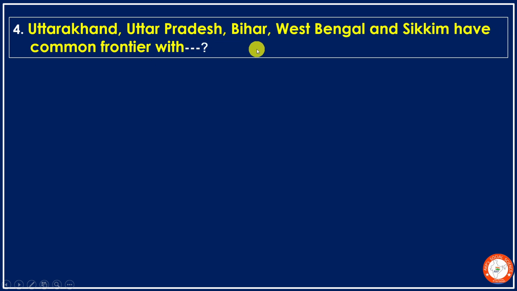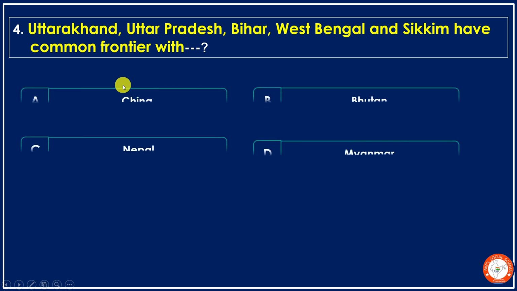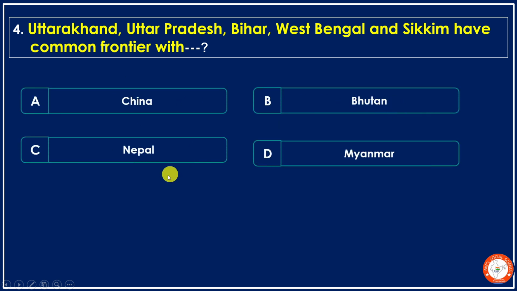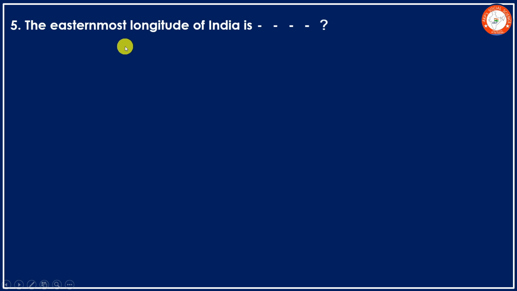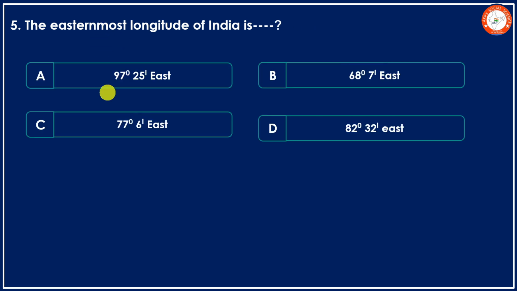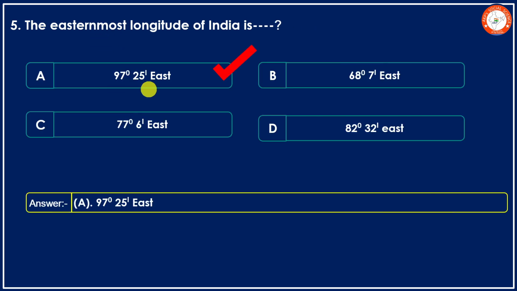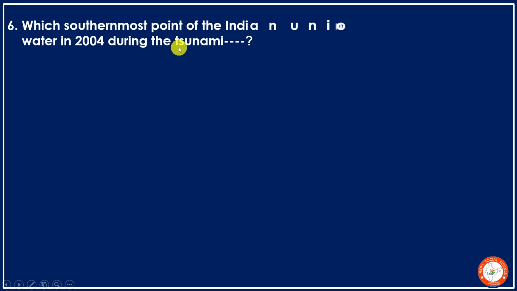Uttarakhand, Uttar Pradesh, Bihar, West Bengal and Sikkim have a common frontier with China, Bhutan, Nepal, Myanmar. The correct answer is Nepal. The easternmost longitude of India is 97 degree 25 minutes east. Which southernmost point of India was submerged under the sea water in 2004 during the tsunami?